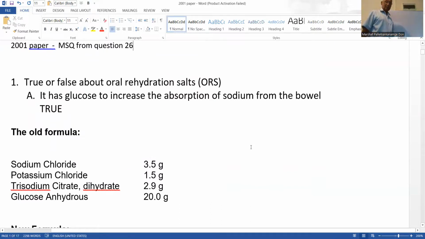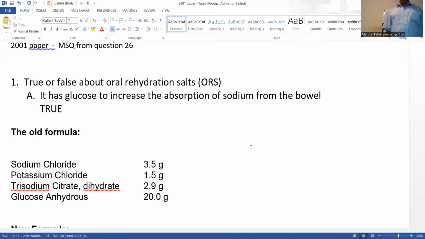True or false about oral rehydration salts. Oral rehydration salts are given for patients with dehydration, especially children and babies. You have to remember this formula. So the question is, it has glucose to increase the absorption of sodium from the bowel. That is true. For absorption of sodium ions, glucose should be there. So glucose increases the rate of absorption of sodium ions from the bowel.